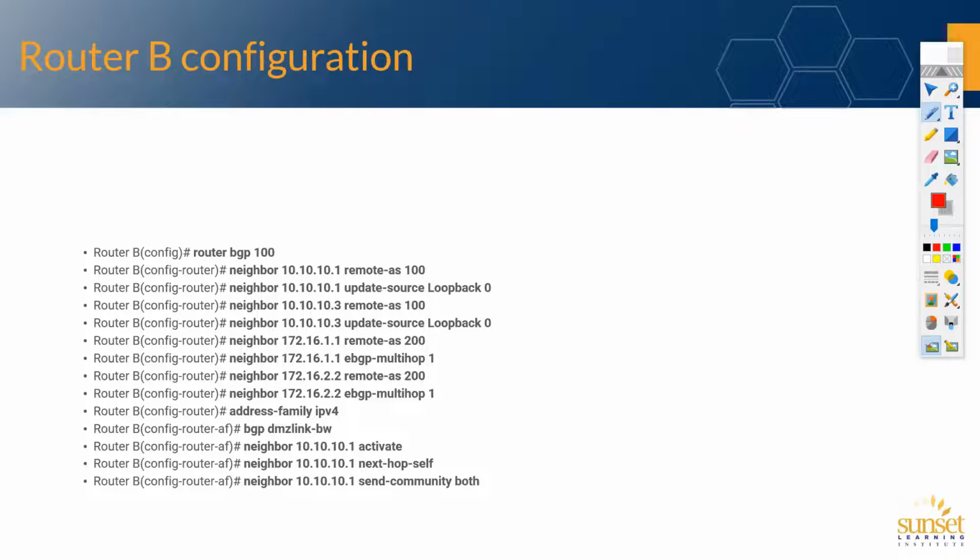Here is router B's configuration. Now, couldn't fit it all on one slide, so I've got it on 2 slides. Again, we become neighbors with router A and with router C. They're doing eBGP multi-hop for it. Underneath the address family, they've added in the DMZ link bandwidth command. Okay. And then again, they're activating my neighbor, I'm doing the next hop self, and I'm also sending community strings so I can advertise that bandwidth of the external link up onto router A.